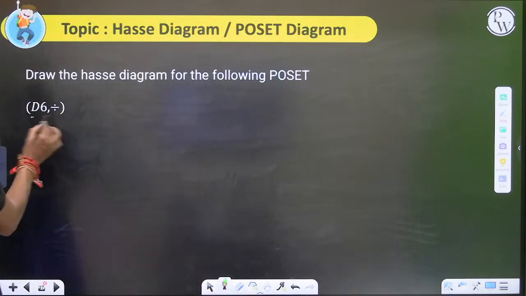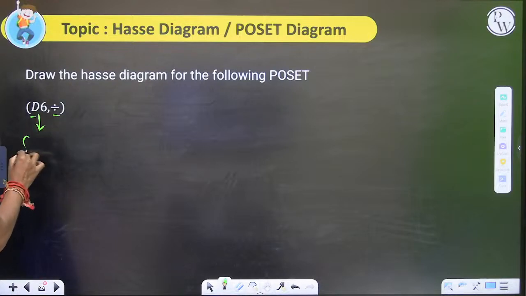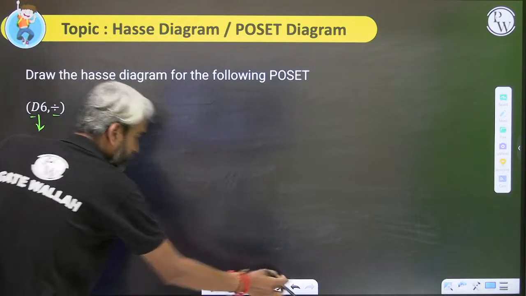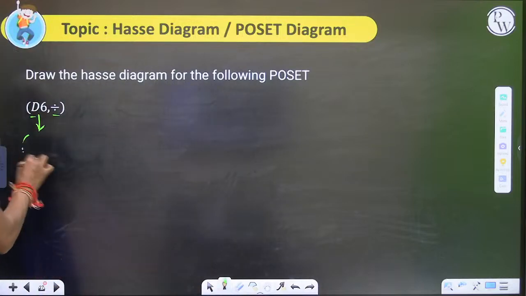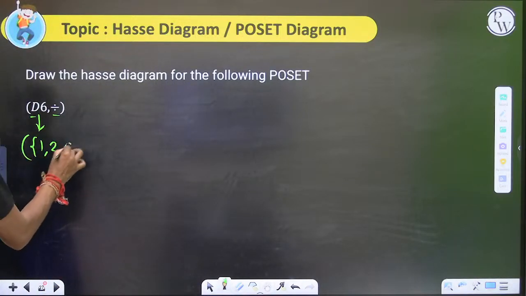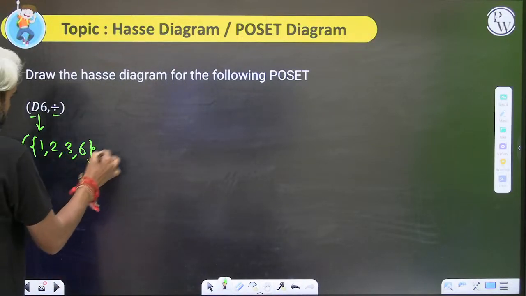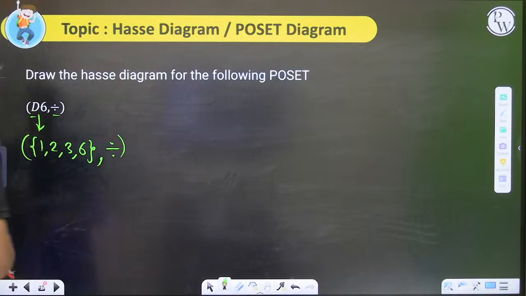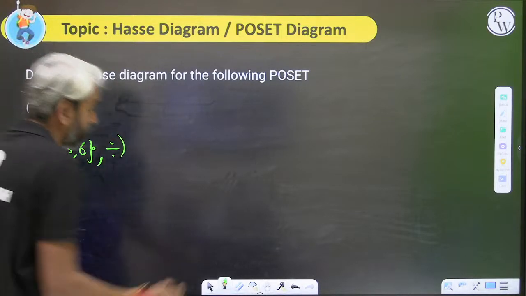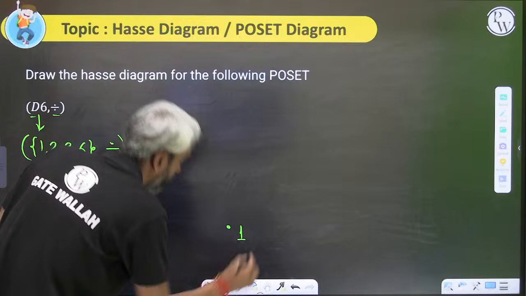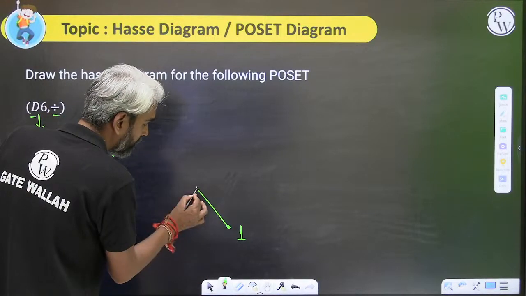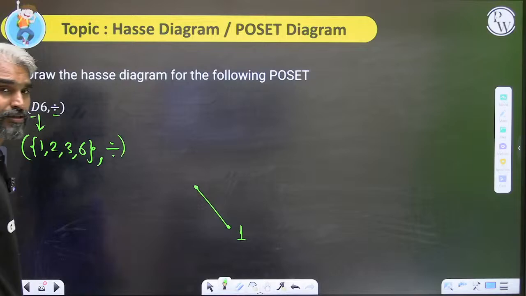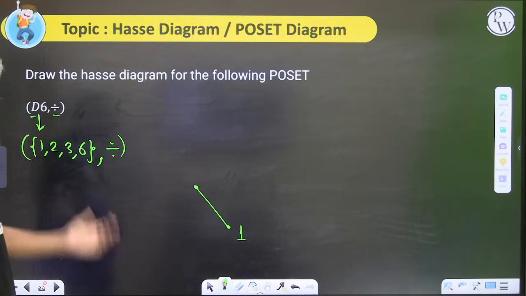Now, what is this D6 with respect to divide? So, forget about that. What is D6? Sir, D6 is nothing but 1, 2, 3, 6 with respect to the relation divide. Now, try to draw the poset diagram. Sir, we start with 1. 1 divides 1 but no self loop. 1 divides 2, yes sir, and there is no other element x such that 1 divides x and x divides 2.